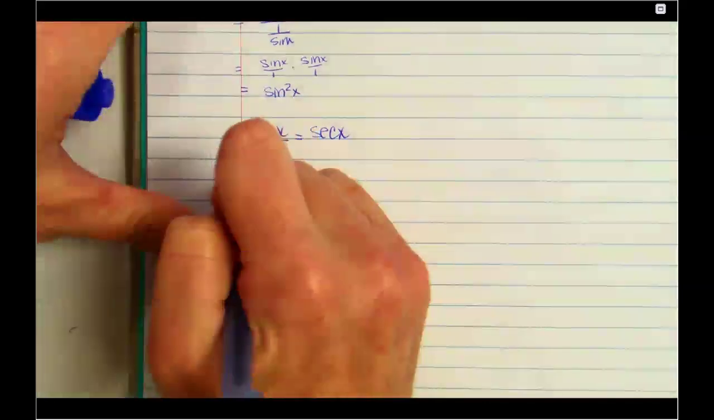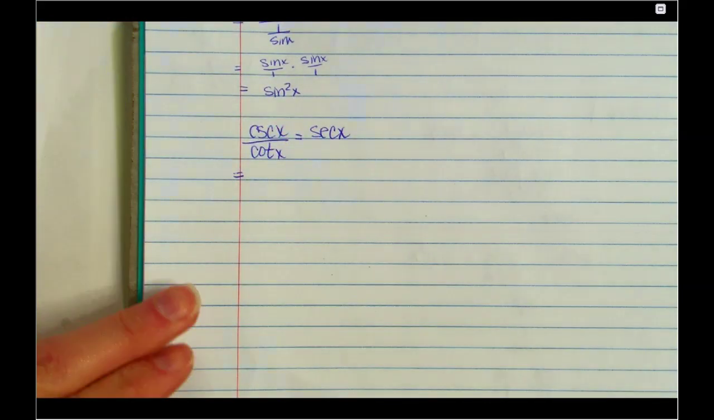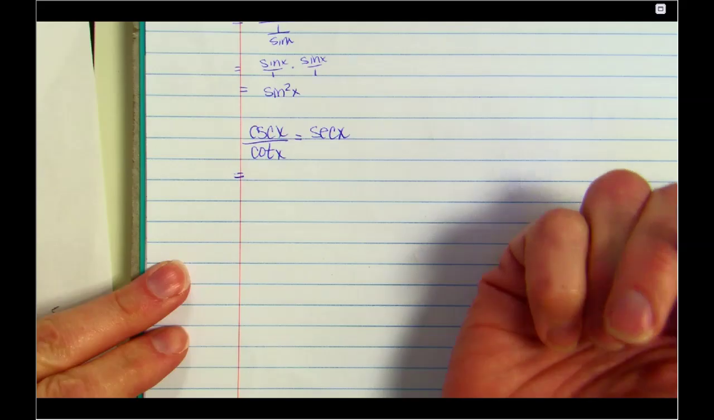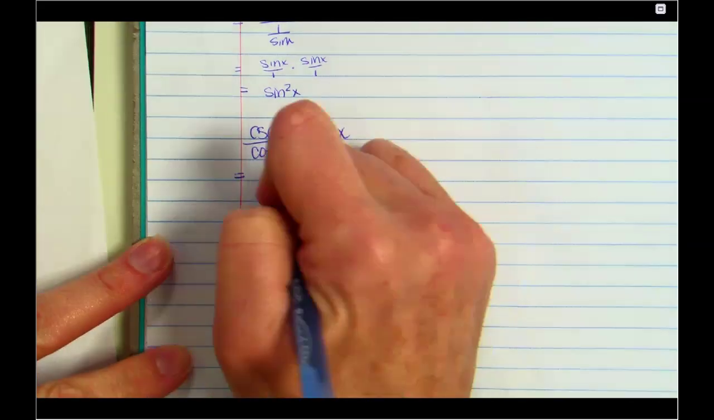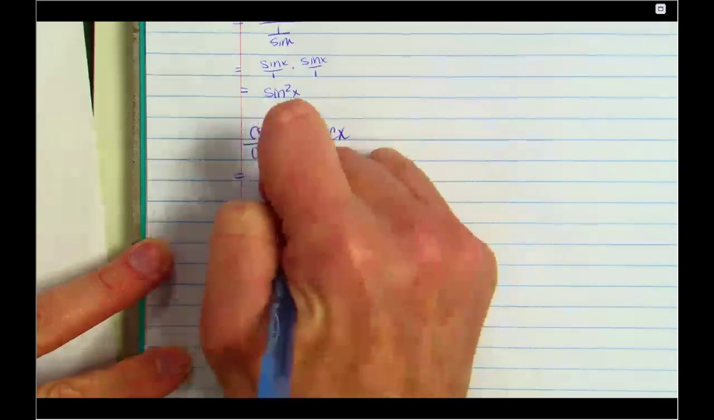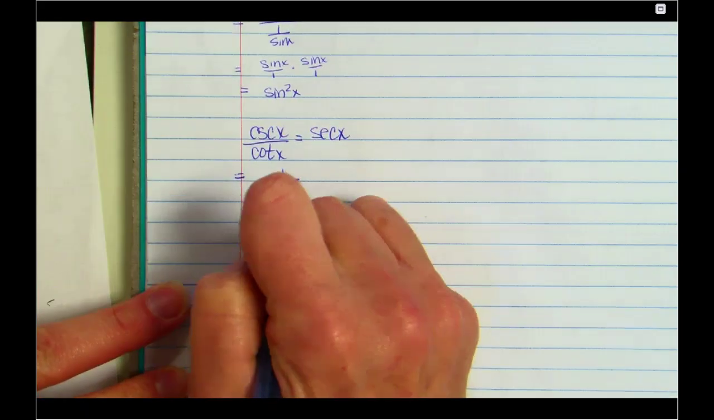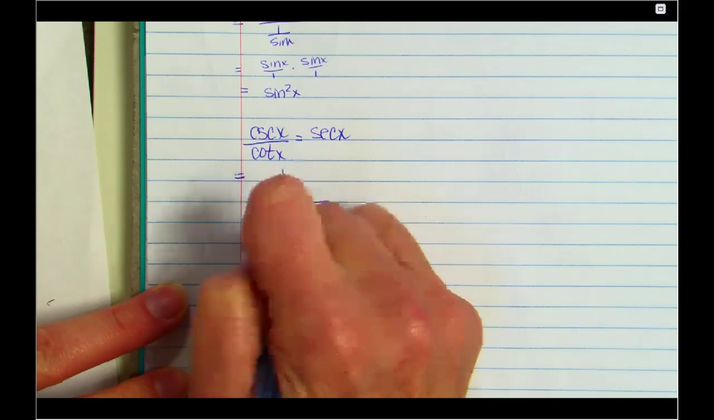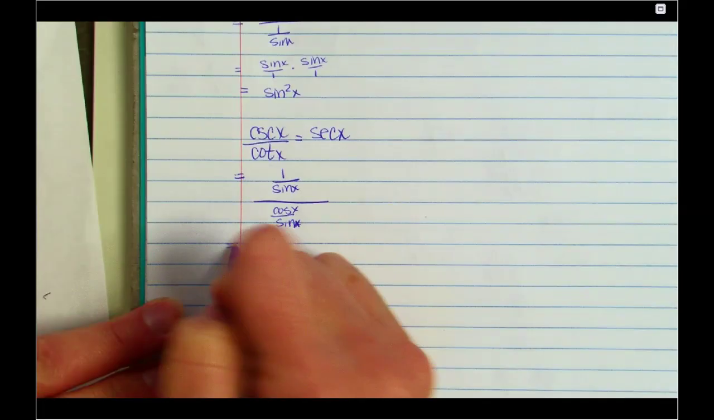Because this is very similar. Cosecant is what? What's cosecant turn into? Well, yeah. 1 over sine. Cotangent turns into? Okay, cosine over sine. Nothing happens. So it's got to be the division that we're after.